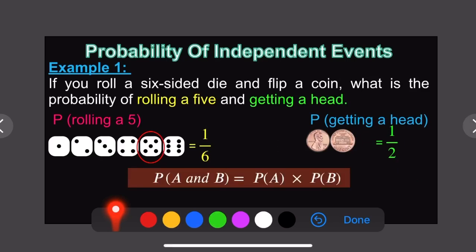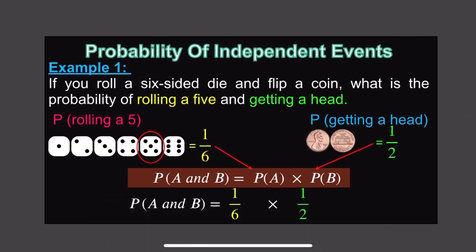We will put it together now. Combine both the probabilities and find the product of both the probabilities. When we combine it, we have 1 by 6 times 1 by 2. And the answer is 1 over 12. So the combined probability of A and B, that is, rolling a 5 and getting a head, is equal to 1 by 12. Remember, when you write your answer as a fraction, you should always write it in the simplest form.